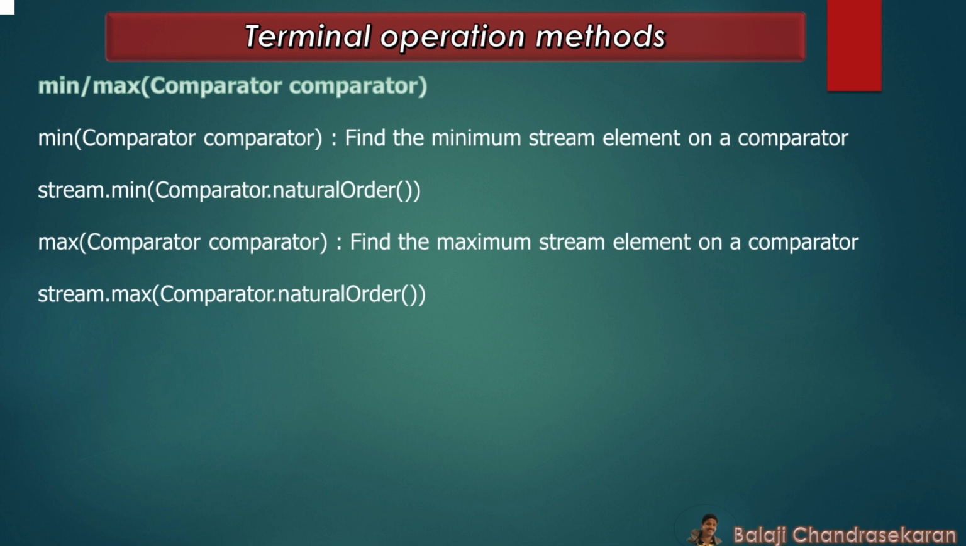The max method in Java streams is a terminal operation that returns the maximum element of the stream according to the natural order or a specified comparator. Similar to the min method, it returns an optional object containing the maximum element or an empty optional if the stream is empty. In this example, the max method with the natural order comparator finds the maximum element in the stream of integers based on their natural order. We can also use a custom comparator to find the minimum or maximum element based on a specific ordering criteria.